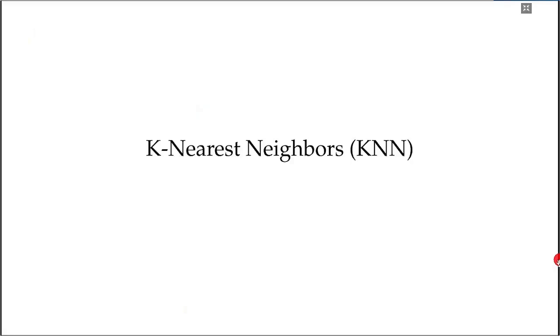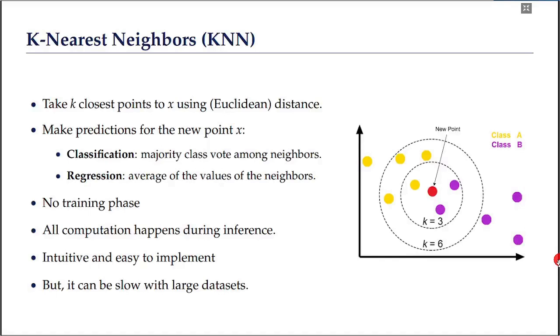Now let's consider the k-nearest neighbors machine learning algorithm. In the k-nearest neighbors algorithm, we are going to consider the k closest points to a particular value, say x, using Euclidean or other distance measure. Then we are going to make predictions for a new data point x. So for a classification problem, majority class vote is going to be considered, and for a regression problem, averaging the values of the neighbors is going to be considered.